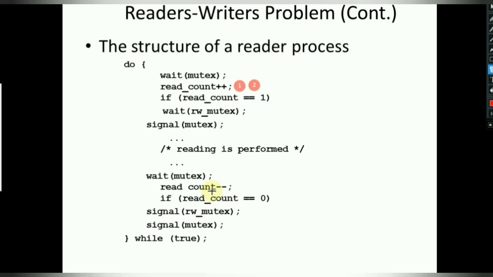Many reader processes can be simultaneously accessing the shared memory, and it also keeps a count of the number of reader processes accessing the shared memory. Whenever it updates the count, it runs the mutex semaphore to make sure only one process at a time is acting on that variable.